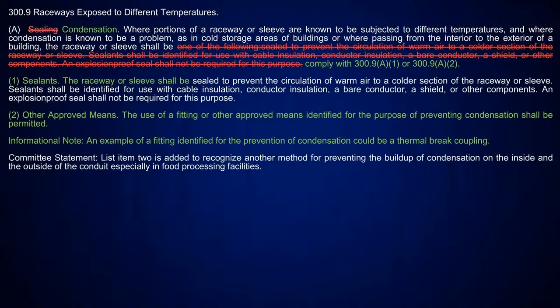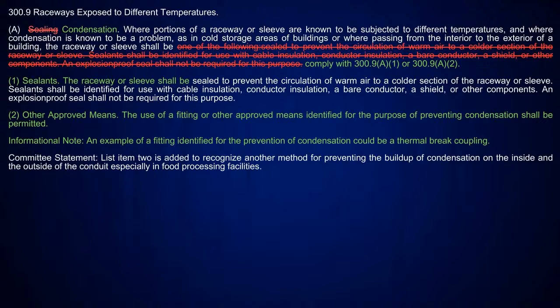Now, they made some changes here. First of all, they made a list item here, which you're going to see throughout the code. There's a lot of stuff that has been placed in list items. I didn't list every one of those because there's just a whole bunch of them. The meaning didn't change and what was still required didn't change, but there are a lot of list items now. Now, they did recognize another method here, and this is going to deal with condensation buildup.